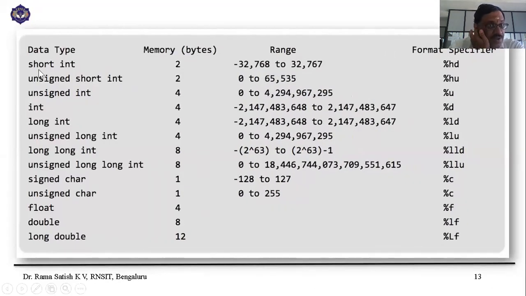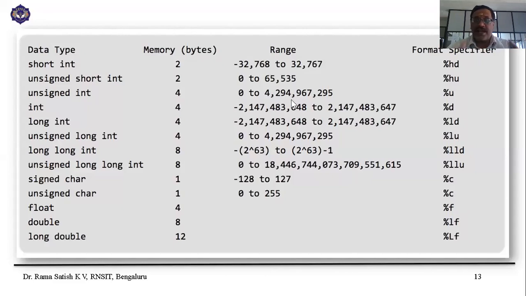Look at that. Short integer takes only 2 bytes of memory, and it ranges from this. And you can certainly use short with the format specifiers %hd and %hu for unsigned. See, signed and unsigned. Signed is actually minus 32,768 to plus 32,767. But if you say unsigned, only positive numbers, 0 to 65,535. Same way, an integer will take 4 bytes.